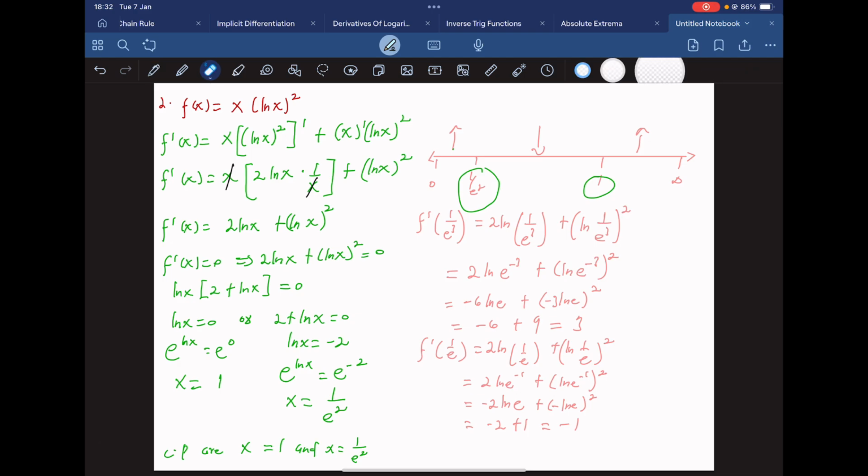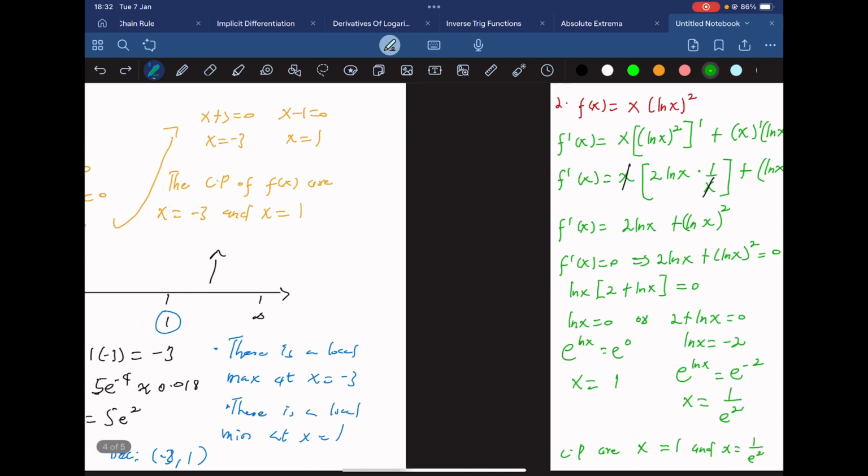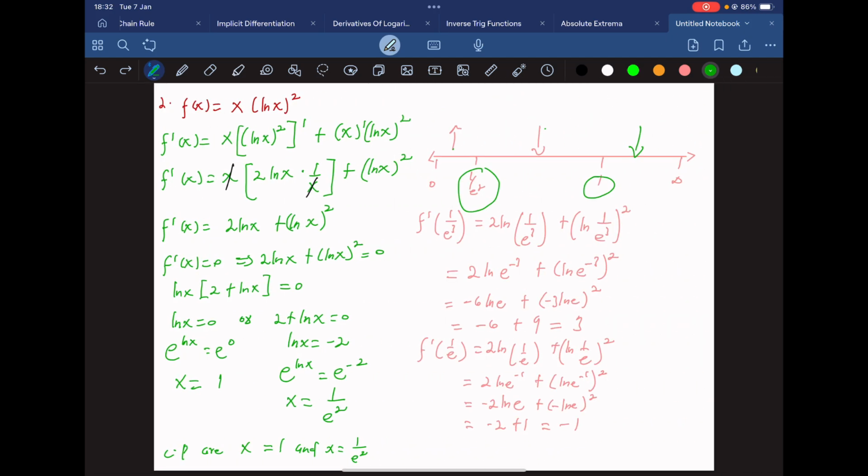But what if, let's say over here, we had it going down? If we had something like this, will 1 still be a local minimum? What do you think? Since this is going down and this is going down, remember, if f prime does not change sign at c, then f has no local extremum. So if the signs are the same, in this case we have going down and going down, then it means that there is no local extremum. Just pay attention to that.